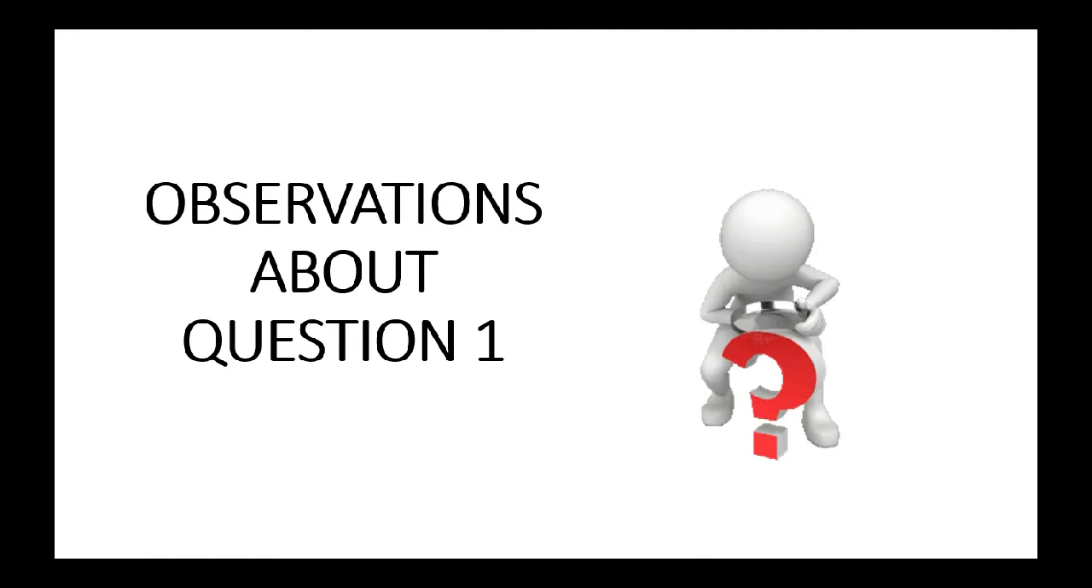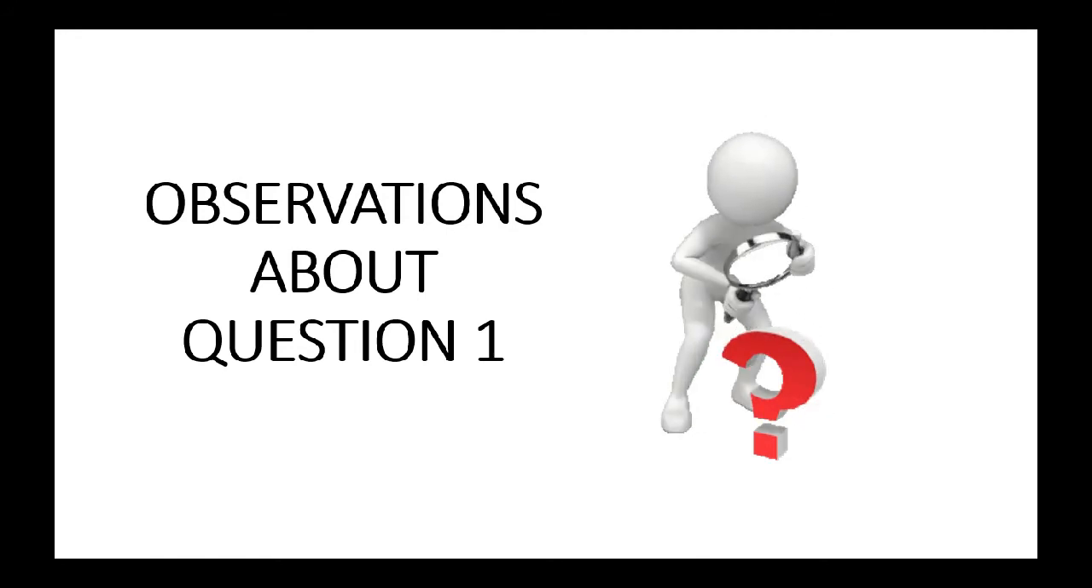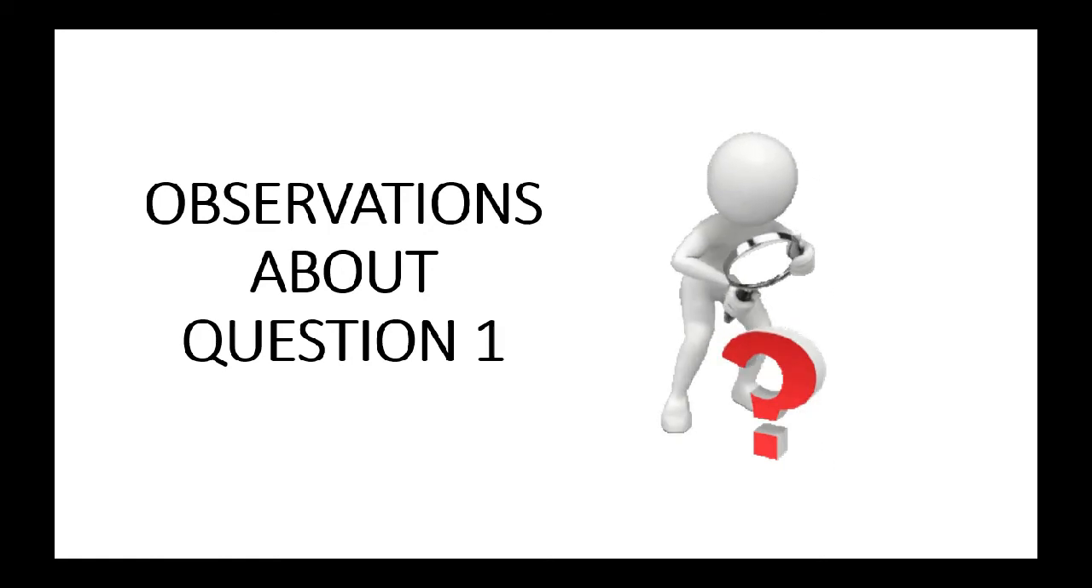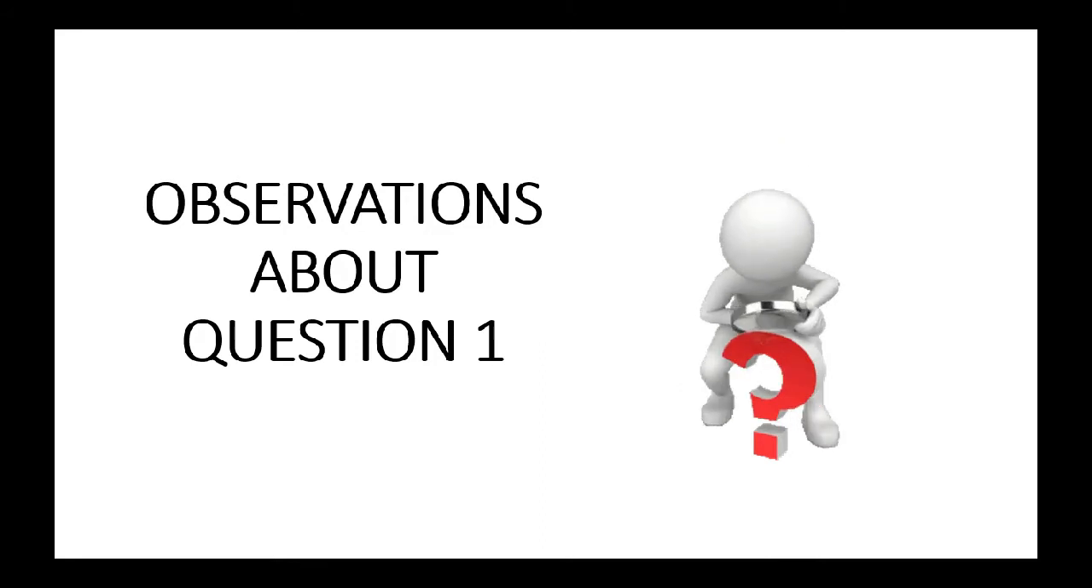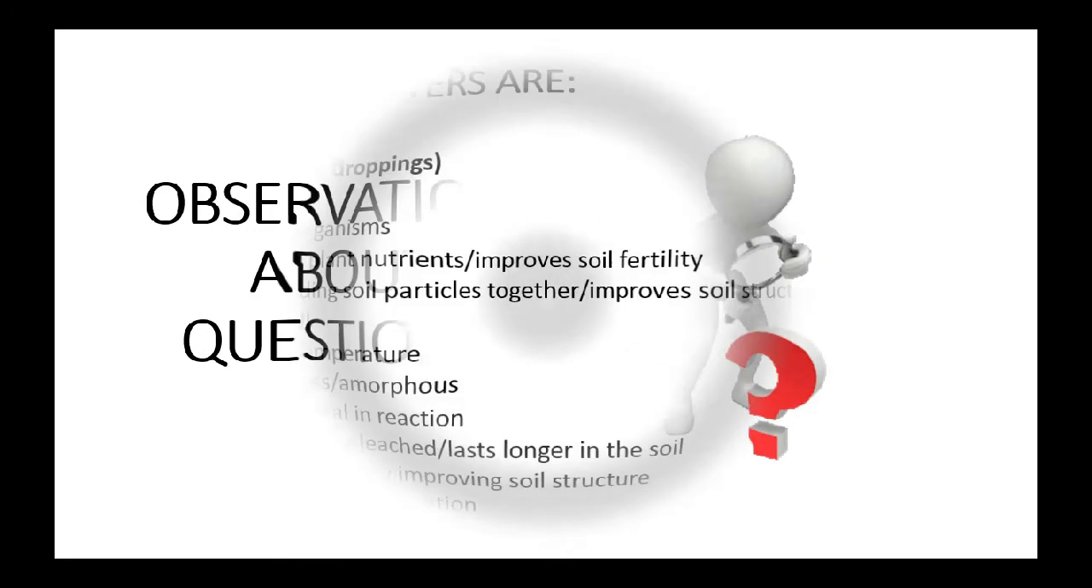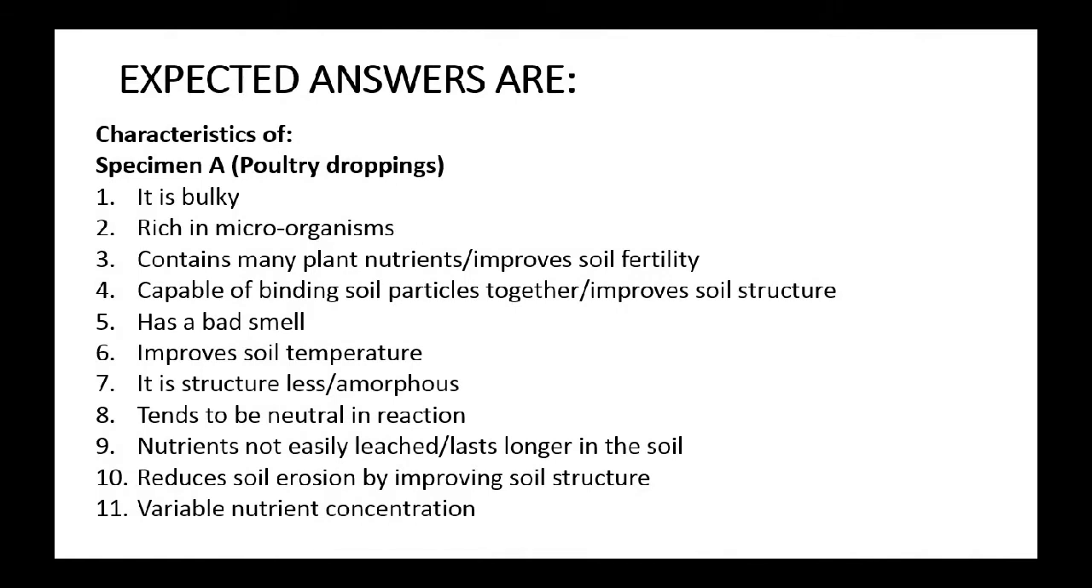However, in question 1, the majority of the candidates were unable to list the characteristics of specimens A and B. Also, many of the candidates could not list the precautions to be taken when applying each of these specimens A and B as demanded in question 1C. So what are the expected answers that WAEC demands from you? For specimen A, like I said, specimen A is poultry dropping.